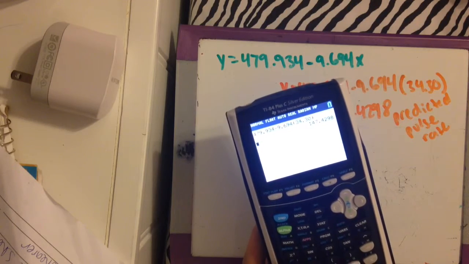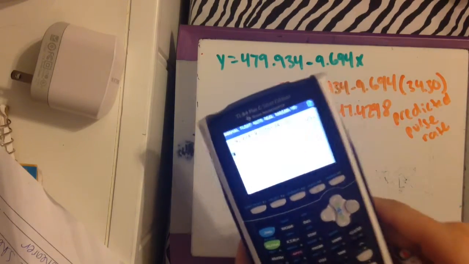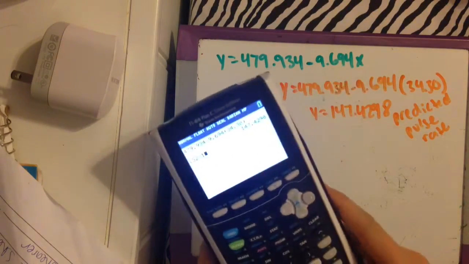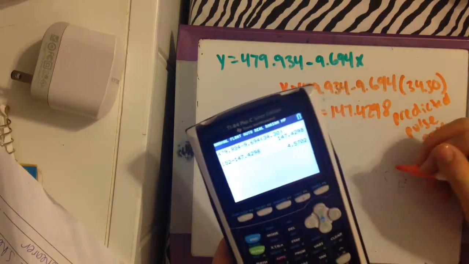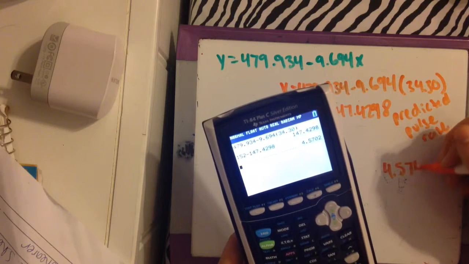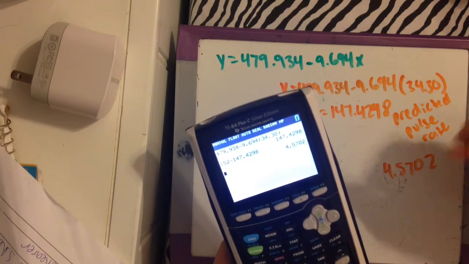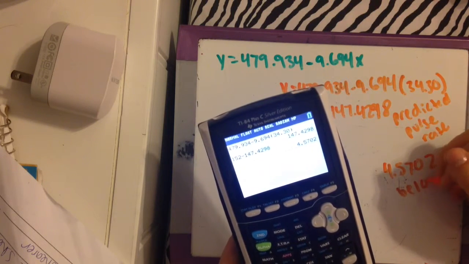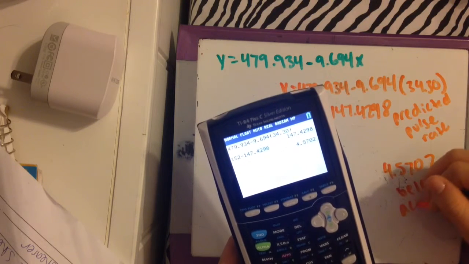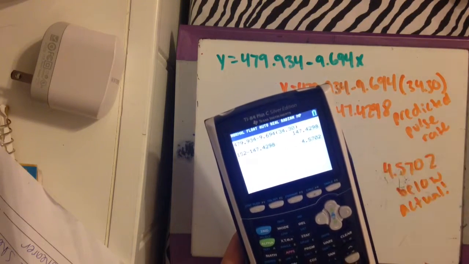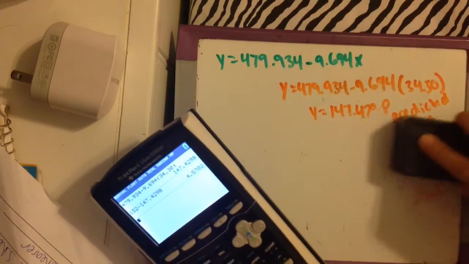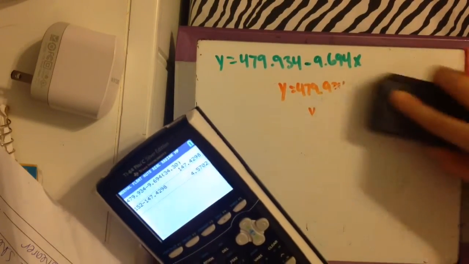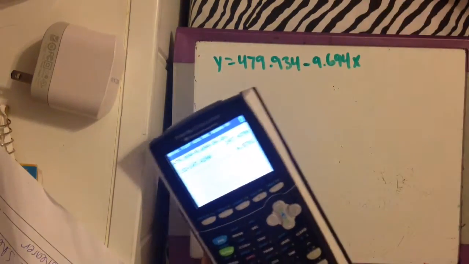So how accurate was our prediction? Our prediction was 152 minus 147.4298, which was 4.5702 below actual. Now we can go ahead and erase this again. We're going to keep our equation up here. We might need it again.